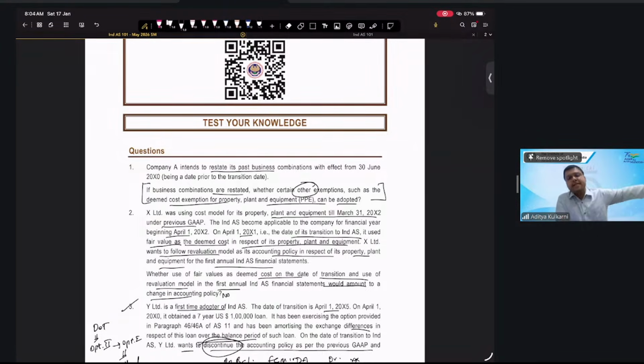You are restating business combinations, because of which you are restating the values to fair value. Number one. But number two, it wants to avail the transition benefit available in respect of property, plant, and equipment. Is it possible? Did you follow? Yes, I follow. Yes. Can it do that?